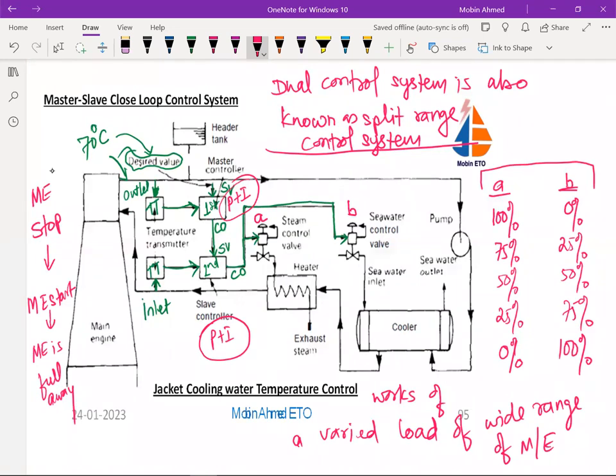But we are going to use a split range control system, or a very wide range, and that's why we need to control two control valves: one is the steam heating and the second is the seawater cooling. That's why we are going for a cascade arrangement. This cascade arrangement is also going to eliminate the disturbances. That is the benefit we are going to have with this.